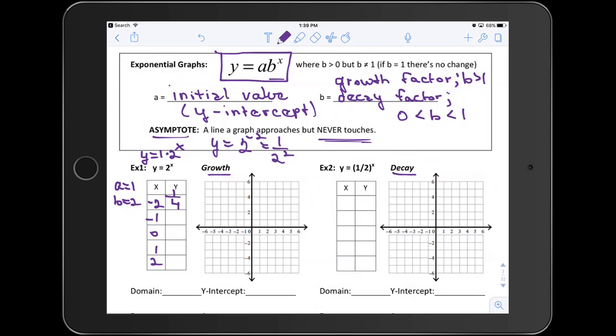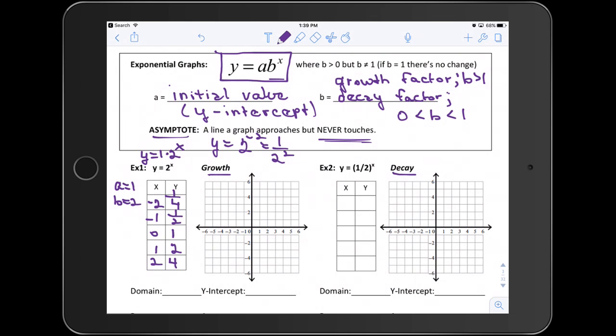Same goes then if you put -1 in for x. 2 to the -1 is the same thing as 1/2. If you put 0 in for x, again, this is something you need to know coming into the class. 2 to the 0 power, anything to the 0 power is going to give you 1. So even if you have a million to the 0 power, you're going to get 1. You put 1 in, you're going to get 2. Put 2 in, you get 4, because 2 squared is 4.